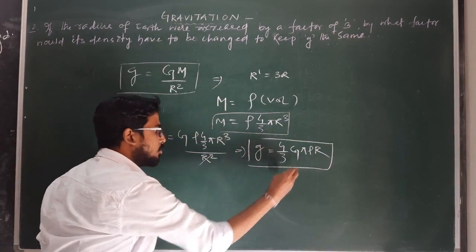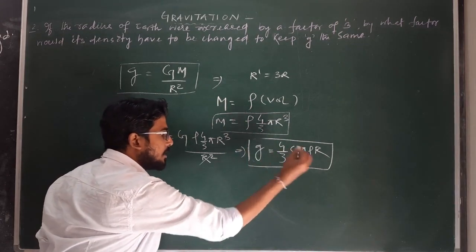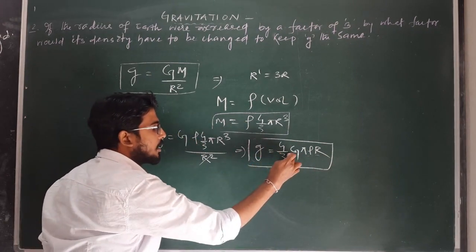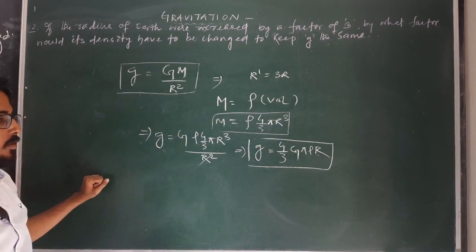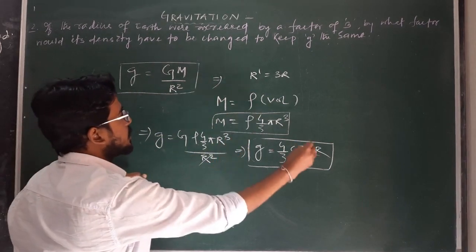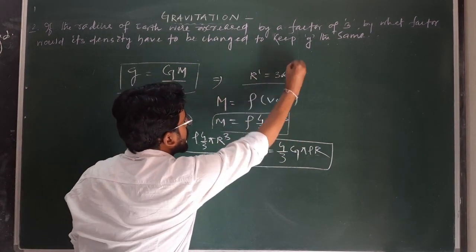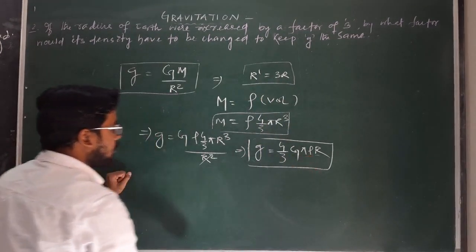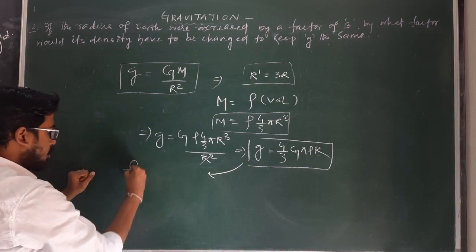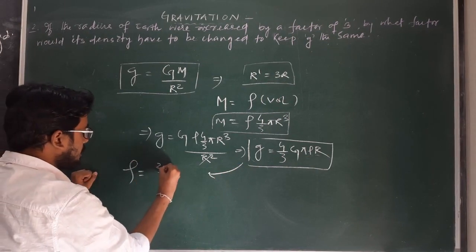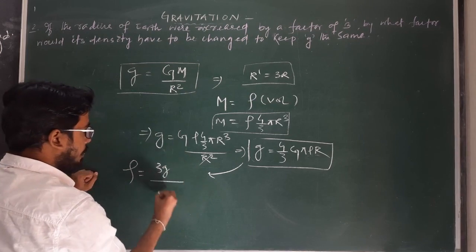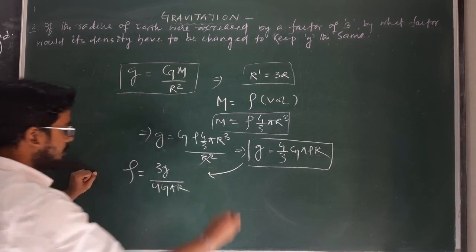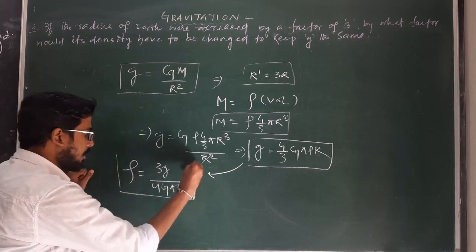So from this expression we will get what? The acceleration due to gravity is directly proportional to the radius of the planet and density of the planet, if 4 by 3, gravitational constant and pi are taken as constant. Clear? So according to the question, the new radius of the planet becomes 3 times the initial radius. So from this we will get the expression for rho. The expression for density of the planet will be 3g divided by 4 G pi into r. This is the expression for density of the planet.